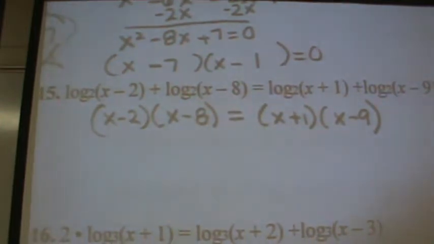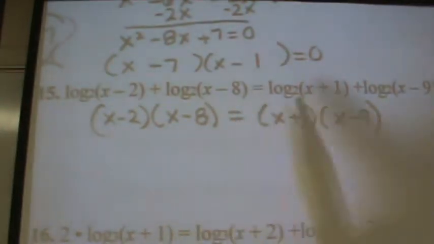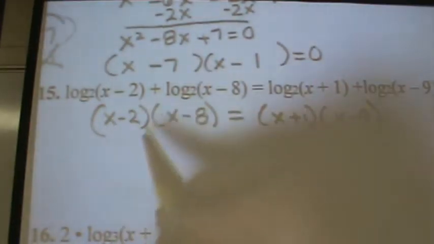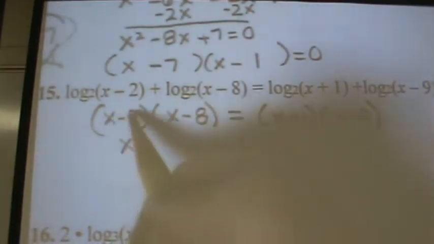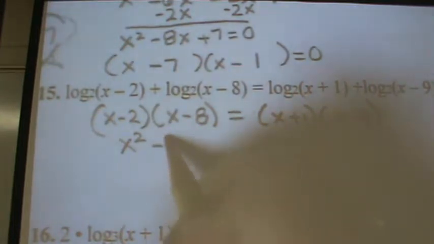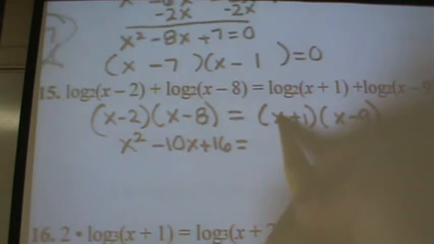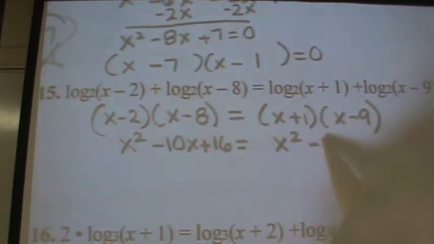I skipped a step. What step did I skip? The log base 2 is going to cancel. So you have x squared. Negative 8x minus 2x is negative 10x equals 16. Then x squared. Negative 9 plus 1 is negative 8x.